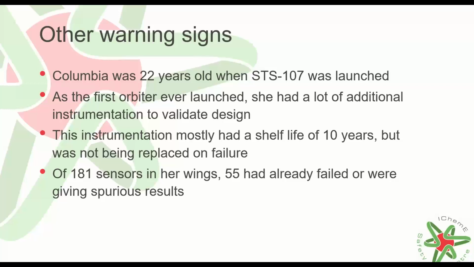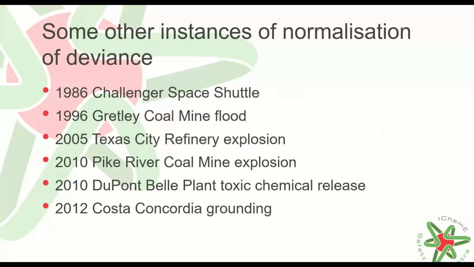I talked about the fact that it had additional instrumentation and that it wasn't being replaced. There were several sensors that the shuttle did have in place, and 55 had already failed at the time she was coming back into the Earth's atmosphere on that particular mission, out of 181 sensors. So there are some other examples of normalization of deviance.